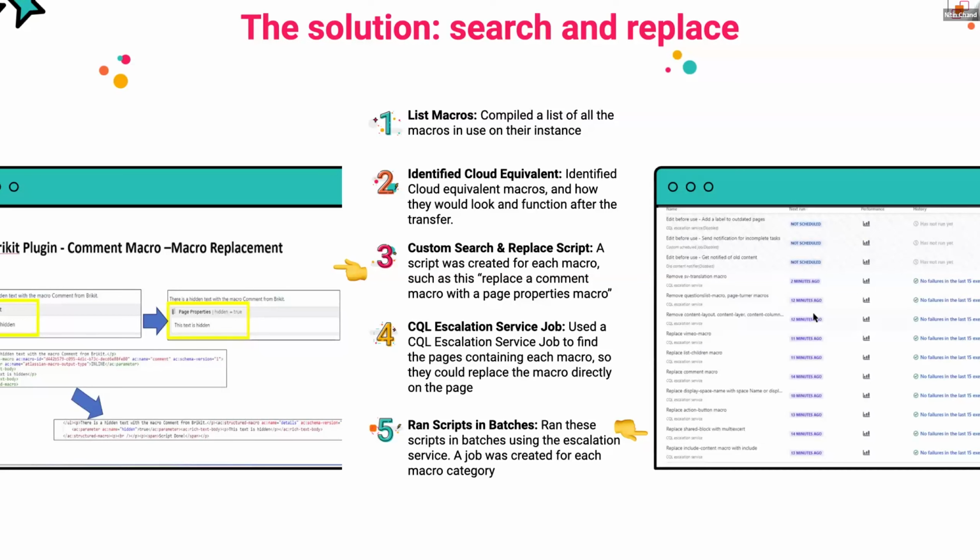The last step for them was, because of the large number of pages in their instance, they had to run these scripts in batches using the escalation service. As you can see on the right side of the screen, a job was created for each macro category. So it was seemingly a complicated process, but Smartmatic used ScriptRunner custom search and replace script and SQL escalation service job to make things easier for them.